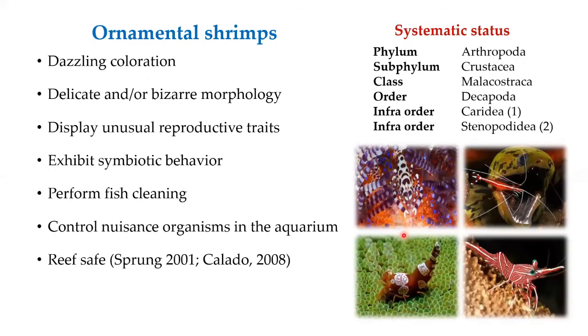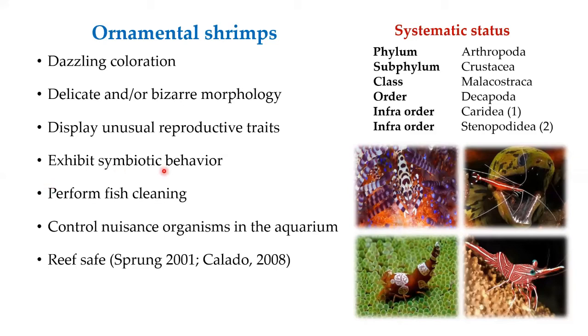And compared to all other invertebrates, there is one specific group called ornamental shrimps that has been mostly preferred by aquarists. Why? Because of its dazzling coloration, its delicate nature and unique sizes and shapes, and it also displays unusual reproductive traits. Some are gonochoric, which means both male and female sexes can be easily identified, but some are hermaphrodites, and you can't differentiate whether it's a male or female.